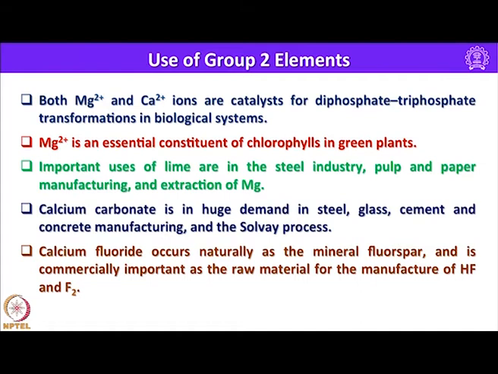Important uses of lime are in the steel industry, pulp and paper manufacturing, and also in extraction of magnesium. So, calcium carbonate is in huge demand in steel, glass, cement and concrete manufacturing, and also in the Solvay process. And calcium fluoride occurs naturally as the mineral fluorspar and is commercially important as the raw material for the manufacture of HF and fluorine gas.